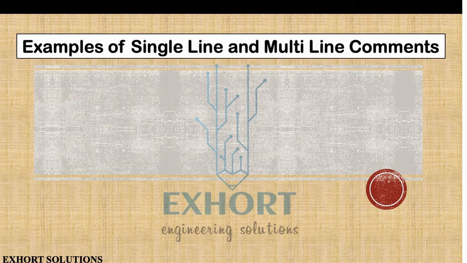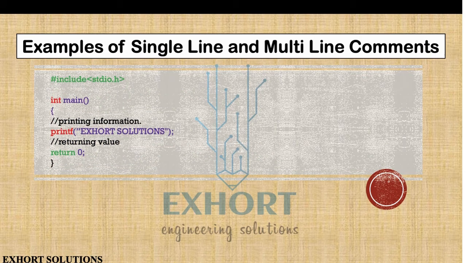Now we will see some examples of single line and multi-line comments. The example of single line comment is here. Now we are printing this information, printf exhort solutions, and we have given a definition of this, so that if we see our code 1 year later, we will remember that yes, this printf is used for printing the information. So here we write the definitions. Then the next is defined as a returning value. These are the examples of single line comments.